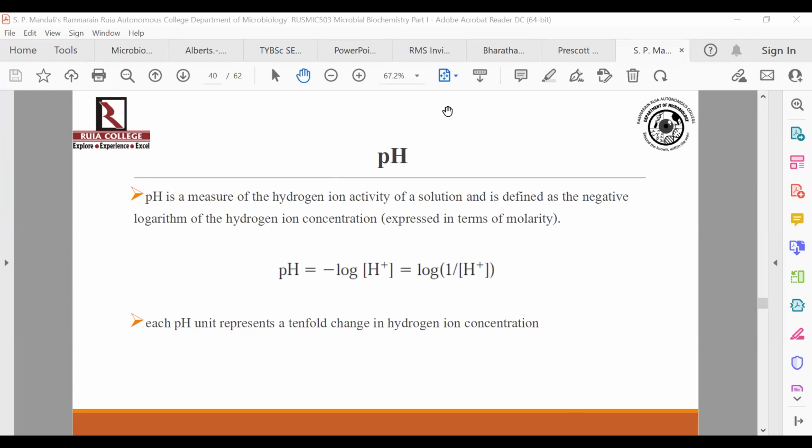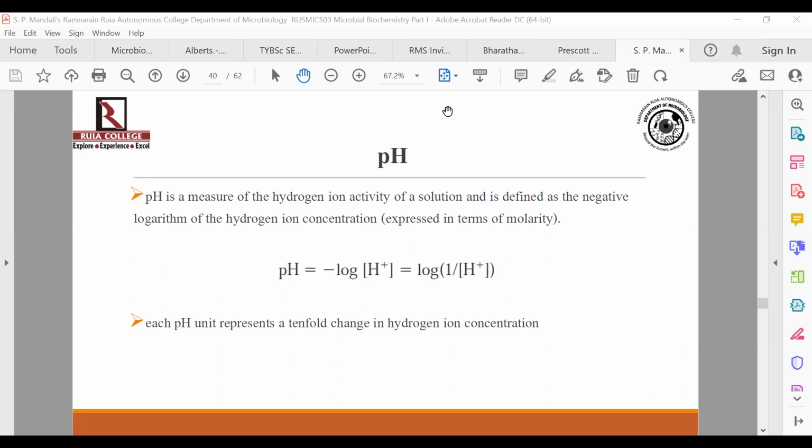You very well know that pH is a measure of hydrogen ion activity of a solution, and it is defined as the negative logarithm of hydrogen ion concentration, right? You also know that a 1 unit pH change is equivalent to a 10 times change in hydrogen ion concentration, which means that if pH shifts from 6 to 7, it indicates that the hydrogen ion concentration in that sample has increased 10 times more.